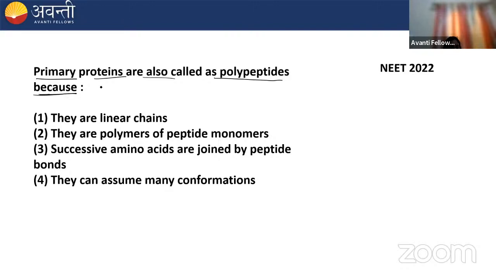Quickly answer in the chat box what you think is the correct option for this question. The primary protein is also called a polypeptide because they are linear chains, or they are polymers of peptide monomers, or the successive amino acids are joined by peptide bonds, or they can assume many conformations. What do you think? It's a very easy question. There's no rocket science in this question. Very easy. Sunil says C. Very good, Sunil.